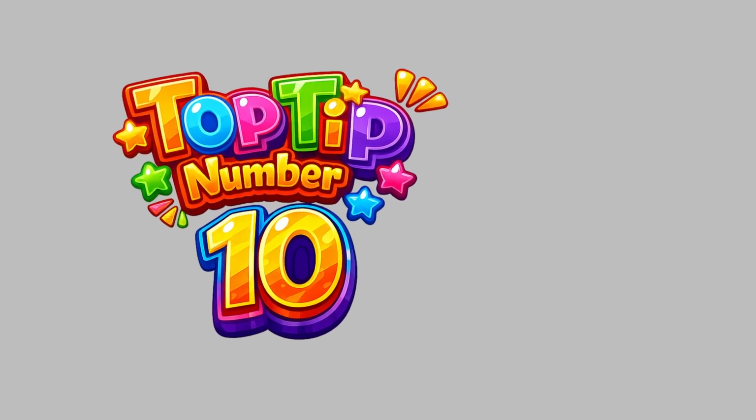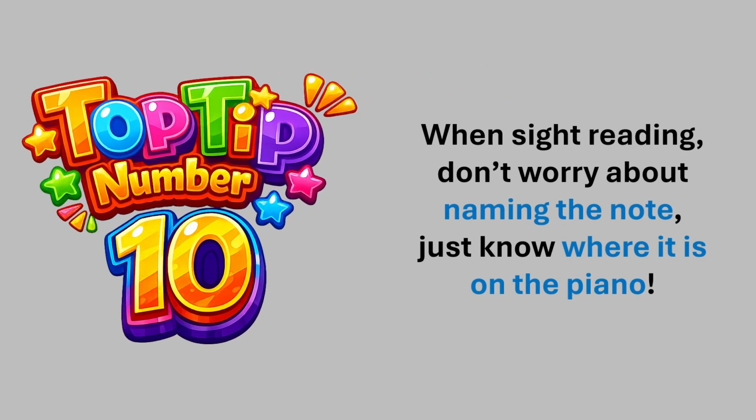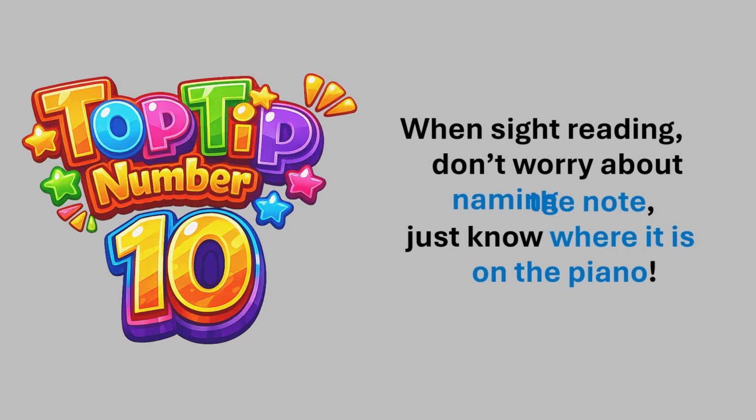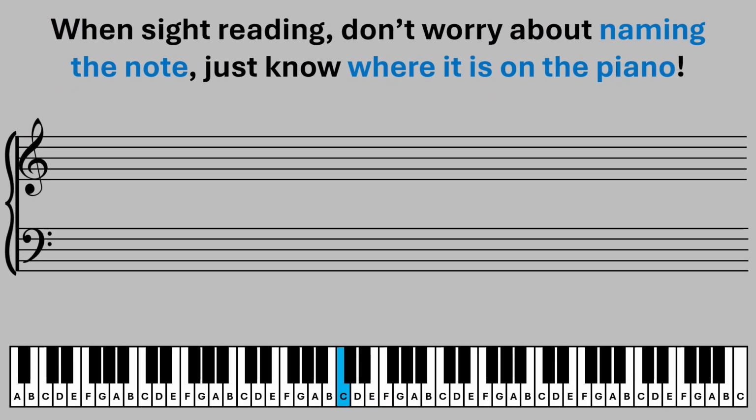Top tip number 10. When sight reading, don't worry about naming the note, just know where it is on the piano. In this video we have talked about landmark notes and how you can use these notes to find any other note. However, you don't really need to know the letter name of the other notes you need to find, you just need to know where they are located on the piano. Let me show you what I mean by using our clef landmark notes of G in the treble clef and F in the bass clef, as well as the symmetrical notes of low C and high C.